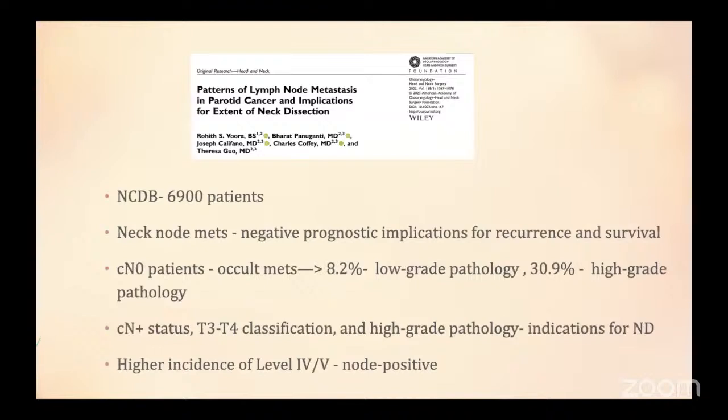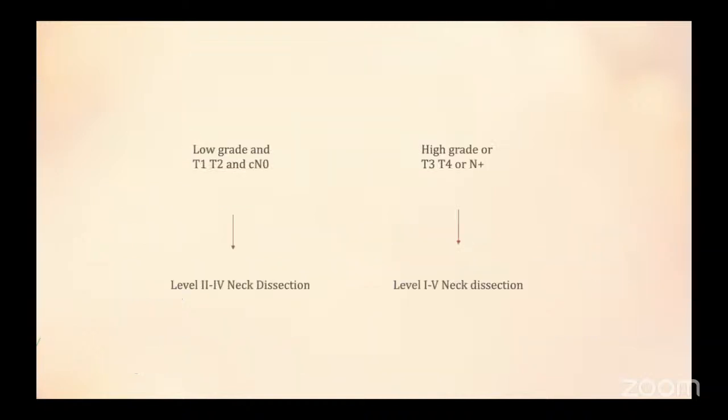And N0 patients have occult metastasis in 8.2% in low-grade pathology and 30% in high-grade pathology. So in a low-grade N0 neck, we might not do an elective neck dissection also. And a higher incidence of level 4 and 5 metastasis is there in node positive cases.